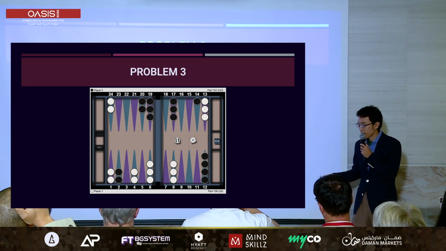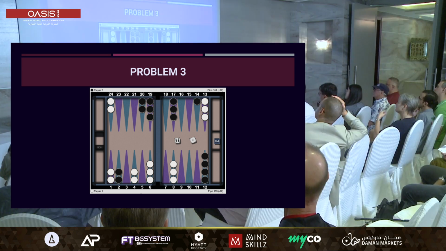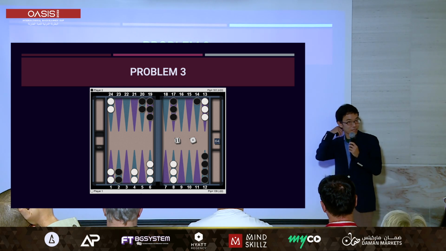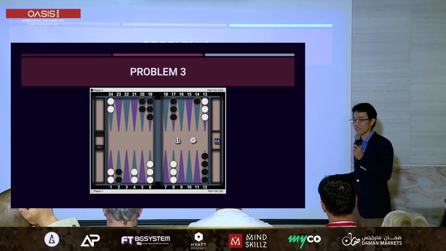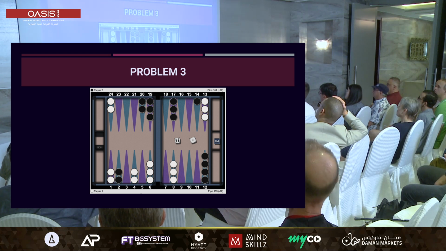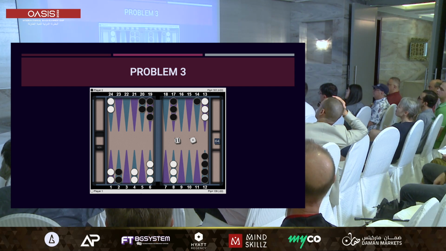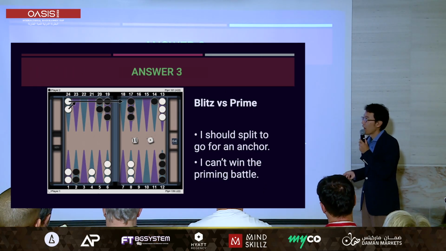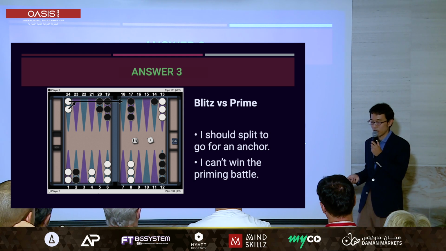So blitzing versus priming. In the former example, we saw I have a blitzing position, he has a priming position, I double hit, right? But in this position, I cannot hit him. He's smart enough not to split, right? So what do we do? Prime? You don't have a prime position and you still prime him? 13-6. No, I mean 13-6 should be, I mean, 24-18, yes, 24-18 and 24-23 is the best play.